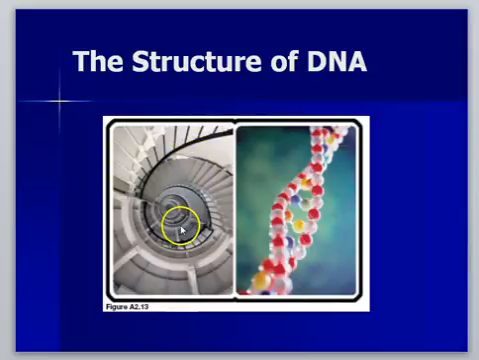Now the structure of DNA, if we were to look at it, an easy way to think about it is kind of like a spiral staircase. You've got the side rungs or the rails that are along the side, and then you have these steps that are in between.